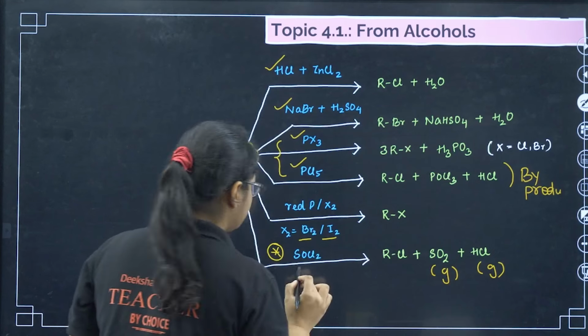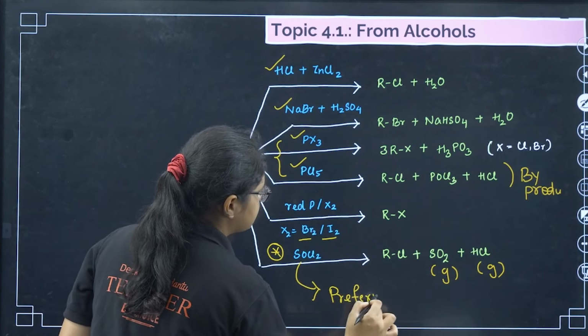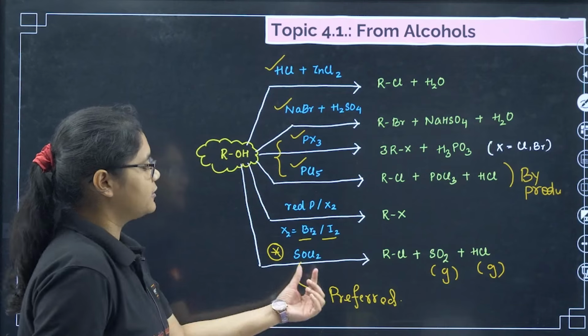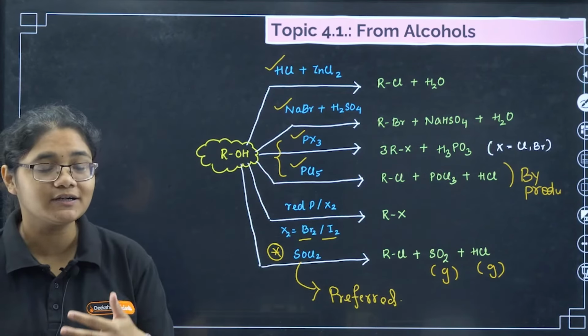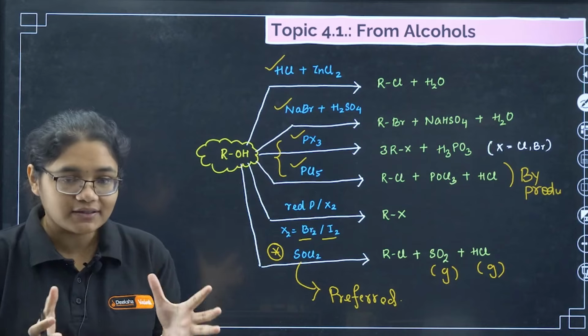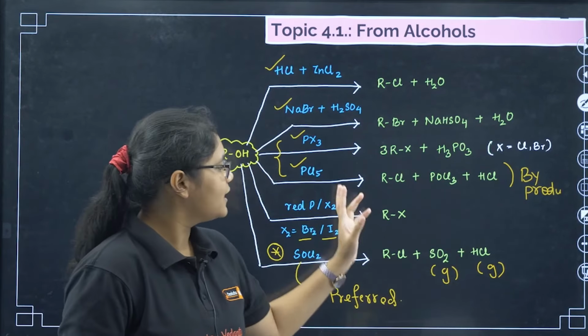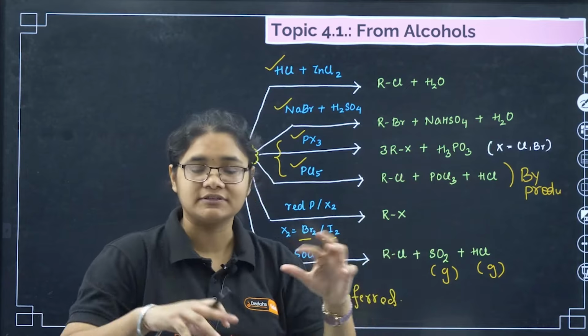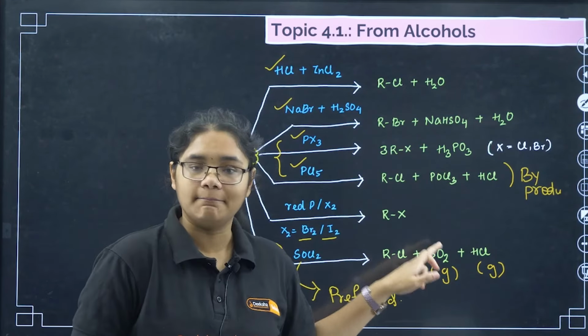Now remember that this method using SOCl2 is the most preferred method. What is the reason for that? It is most preferred because when you prepare this, SO2 and HCl are gaseous byproducts, they evaporate easily. So in the container you are only left with RCl, so you can easily use that. Here, if you see, there are certain byproducts, so you have to separate all the products to get your RX, right? So that is why this is the best method.